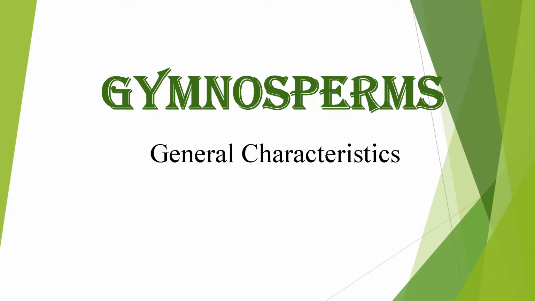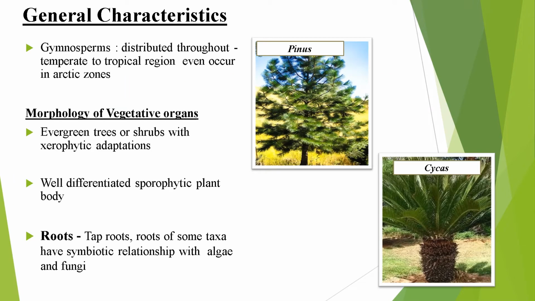Now in this lecture we will study the general characteristics of Gymnosperms. There are about 88 genera and more than 1000 species of Gymnosperms distributed throughout various zones in the world. Firstly, we will go through the morphological characteristics of this plant group. These are evergreen trees, that means they retain green leaves throughout the year.